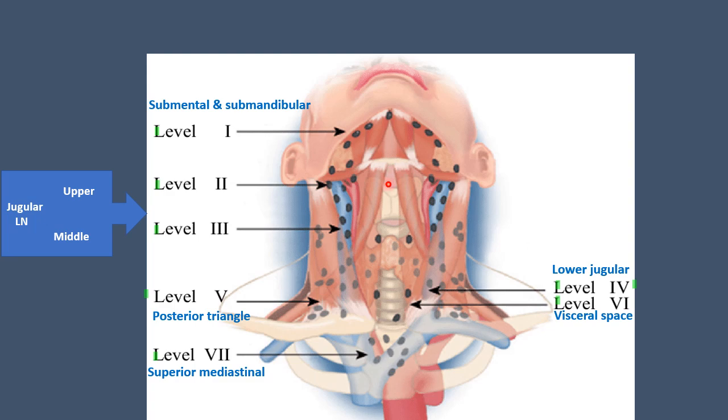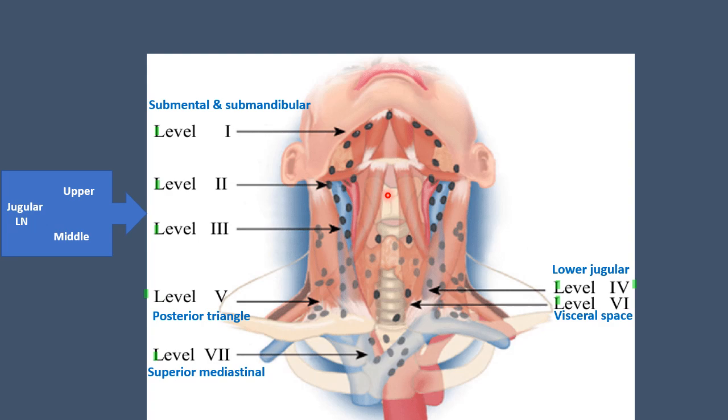Okay, this is another view, the anterior view, which more clearly shows the levels. Level 1 is your submental and submandibular lymph nodes. Level 2 is your upper, and level 3 is your middle jugular lymph nodes, or the deep cervical lymph nodes. Level 4 will be the lower jugular lymph nodes, or the lower deep cervical lymph nodes. Level 5 will be your posterior triangle lymph nodes, here and here also posterior triangle.